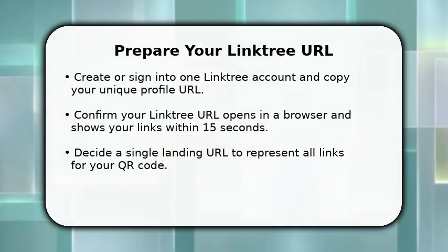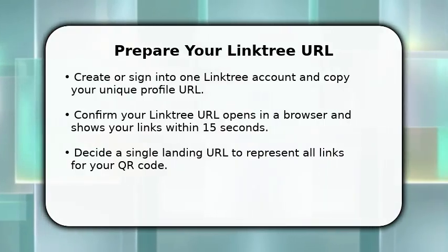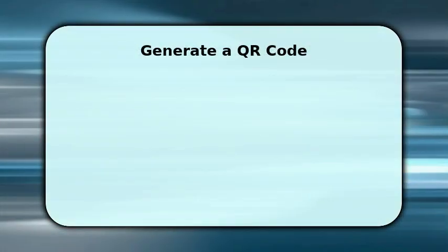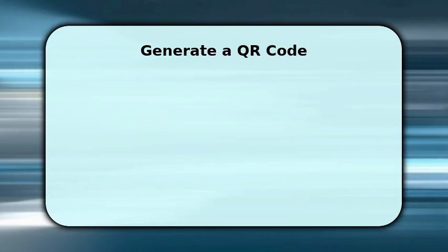Choose one final Linktree URL to encode in the QR code for consistent redirection across platforms and campaigns. Open a reliable QR code generator on desktop or mobile and paste your Linktree URL into the input field. Select Output as PNG and set resolution to 300 dpi for crisp results.